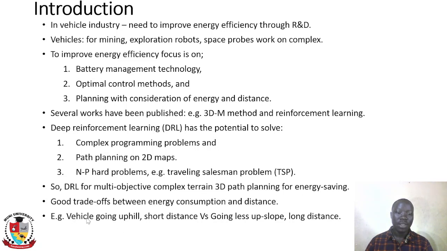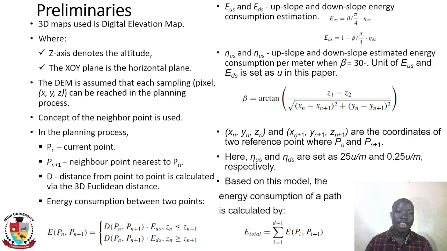When a vehicle goes uphill, it may cover a shorter distance, but energy consumption will be high. But when it goes up a less steep slope, the distance may be long, but less energy may be consumed. We don't know what we are supposed to do. The system has to be able to make a decision to optimize, in this case, the energy.